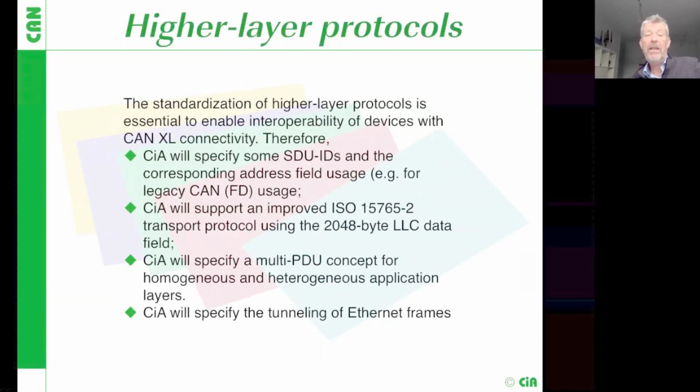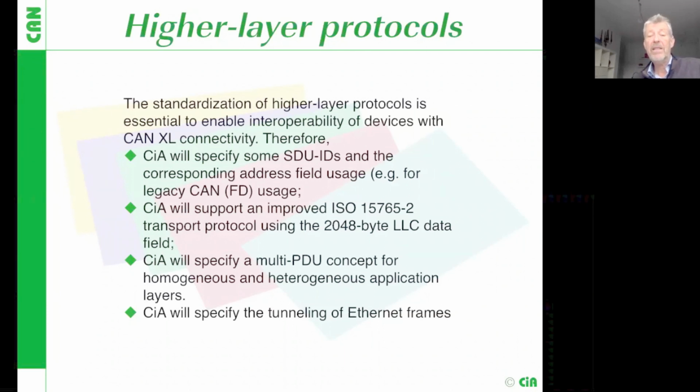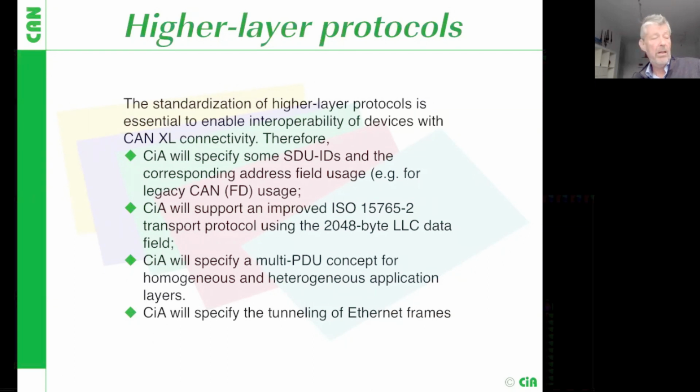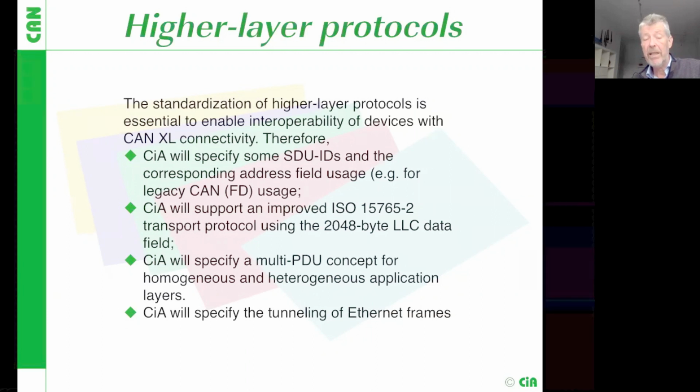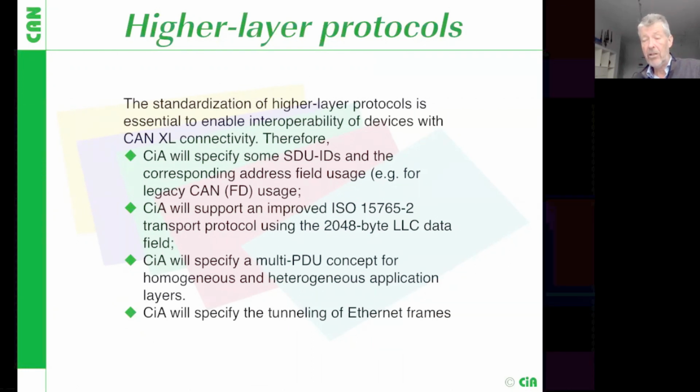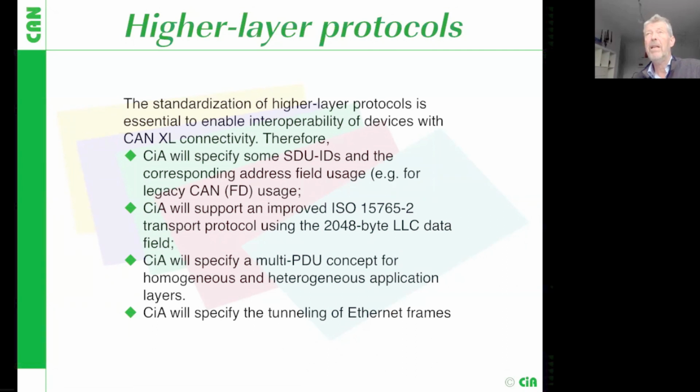One of them is that we like to use the ISO 15765-2 transport protocol adapted to the length of 2048 byte LLC data fields. And we will support the ISO to do so. CIA will also specify a multi-PDU concept for homogeneous and heterogeneous application layers so that we can run in one frame different application layers, not only by means of the CAN ID, the virtual CAN ID.